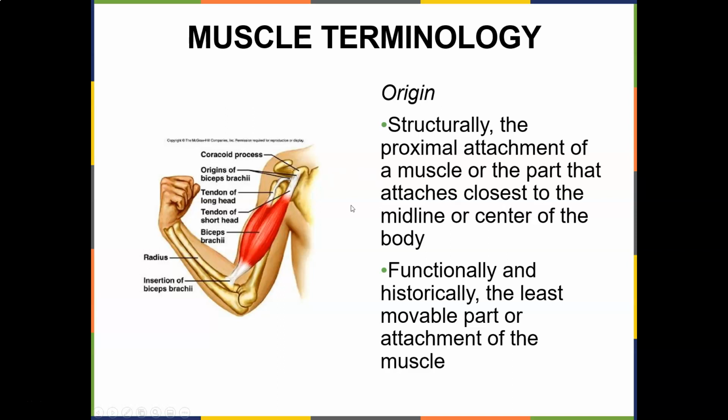We briefly discussed this, but today we're actually going to start memorizing origins and insertions. So origin, structurally the proximal attachment of a muscle or the part that attaches closest to the midline or center of the body. Functionally and historically the least movable part. Okay, so these two heads of the biceps, this is the origin. So they don't usually move. The insertion is going to move.